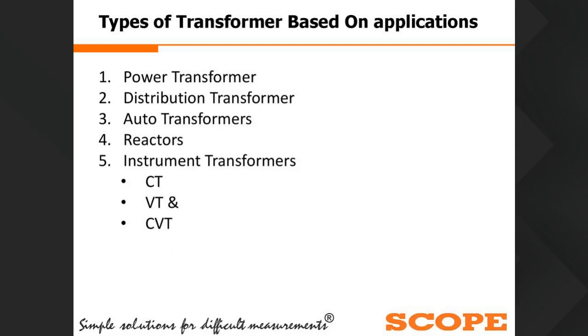And the last one is instrument transformers. Instrument transformers have three types: current transformers, voltage transformers, and capacitor voltage transformers. They are used for metering, protection, and somewhere for special protection.